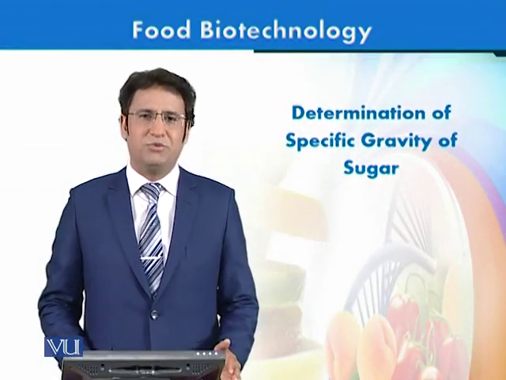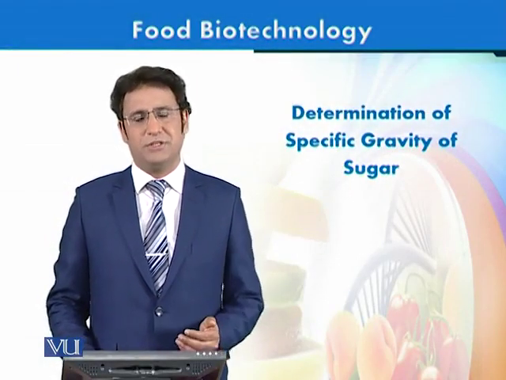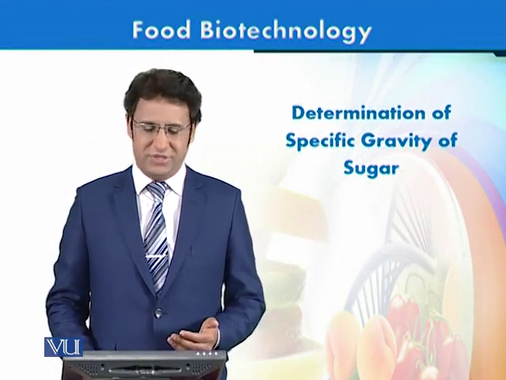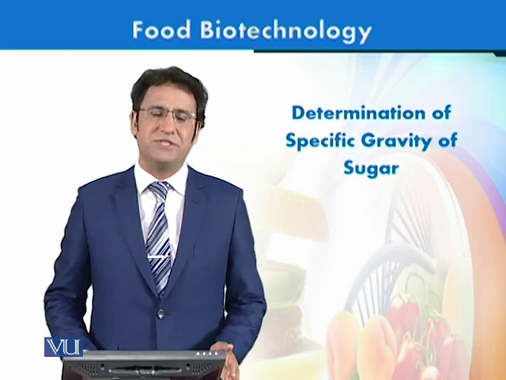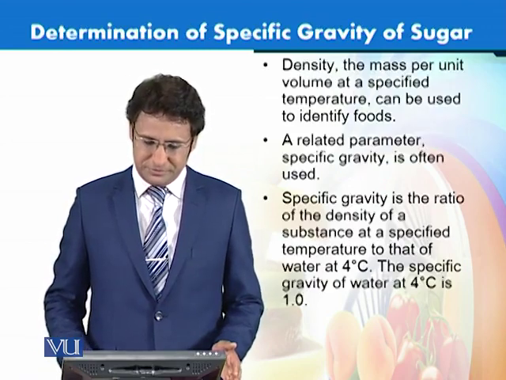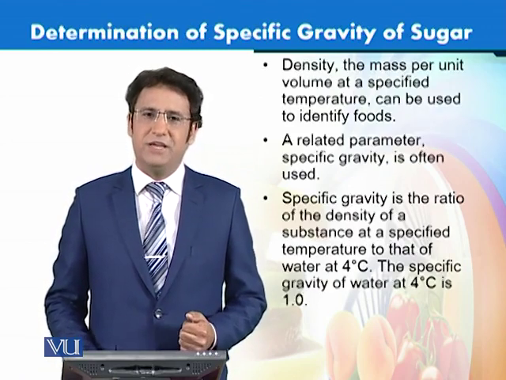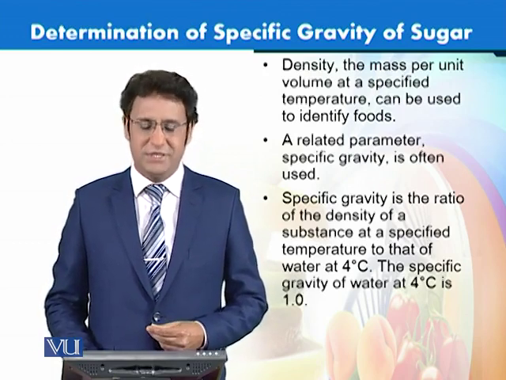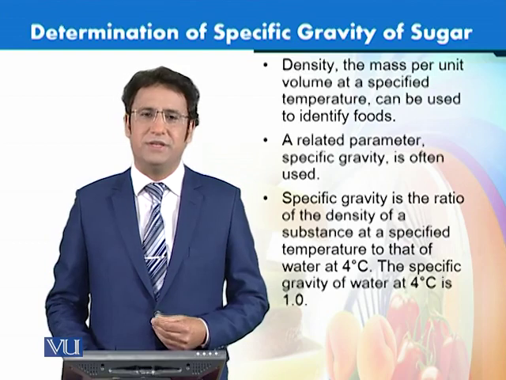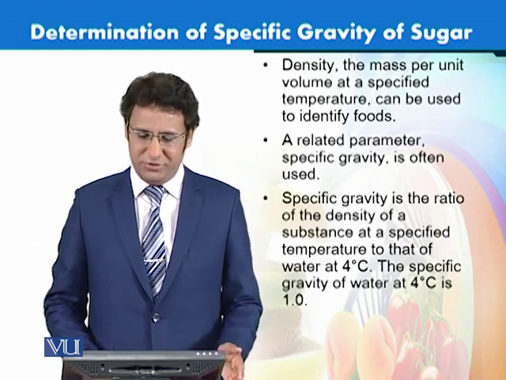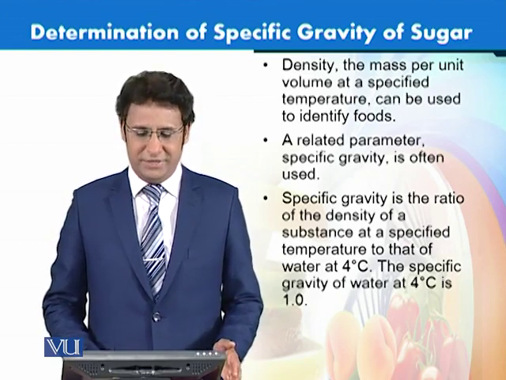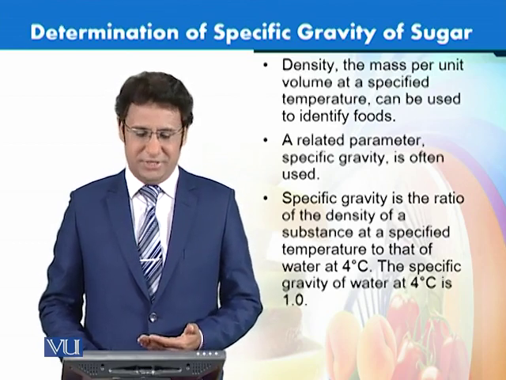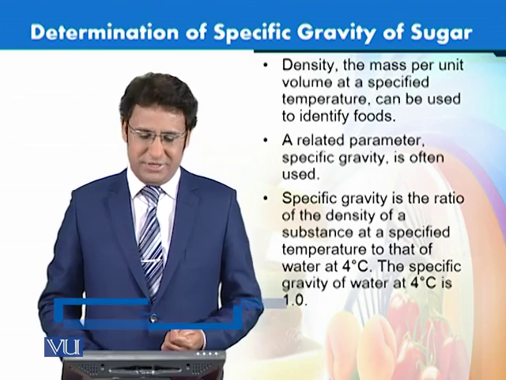Now we will talk about one of the analytical procedures that is very frequently utilized in the food industry. This is determination of specific gravity of sugars. Generally, from the physical properties point of view, density is one of the parameters. This is very routinely utilized, and it is described as mass per unit volume at a specific temperature.